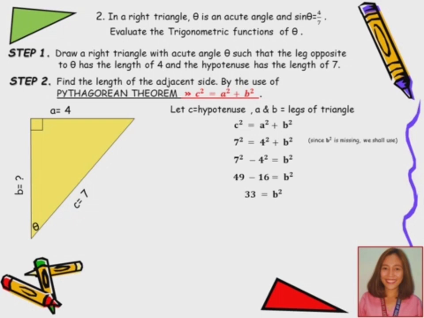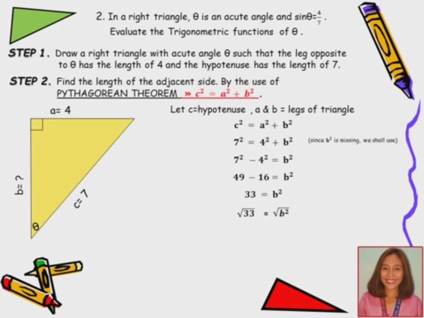extract it. So how are we going to extract it? We are going to square root both sides. So both the left and right sides of our equal sign will be extracted into a root. So that will become square root of 33 equals square root of b squared.